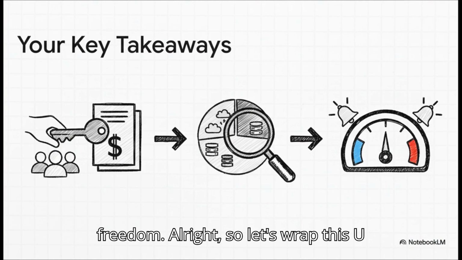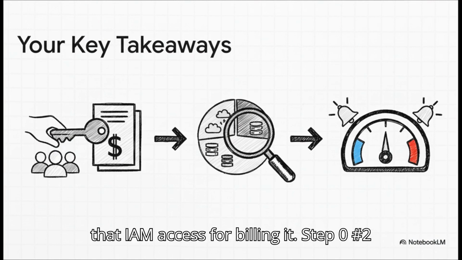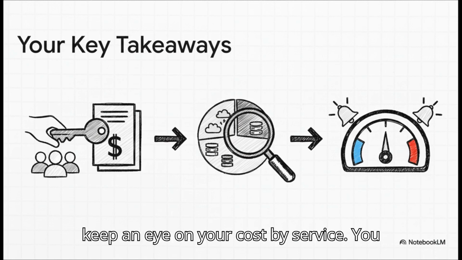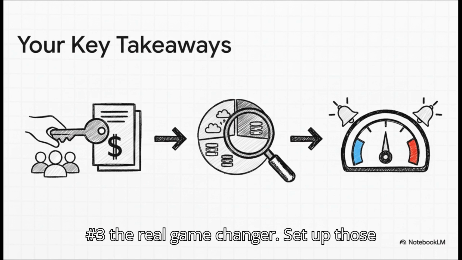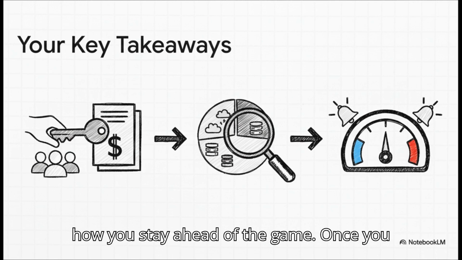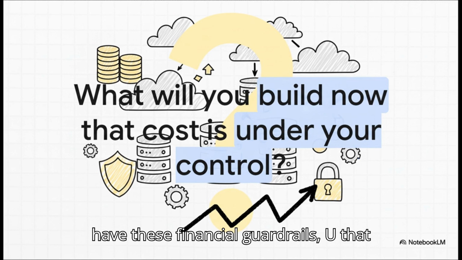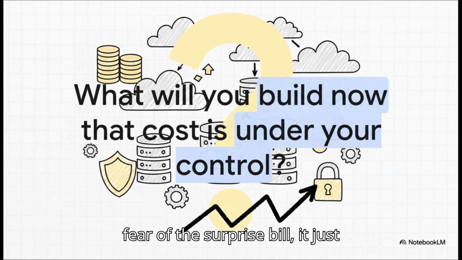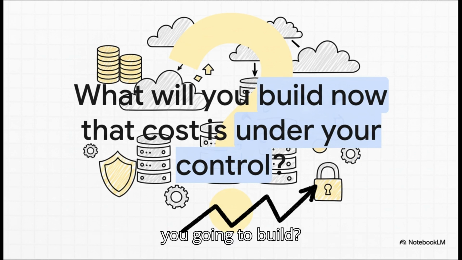All right, so let's wrap this up with the big three takeaways. Number one, enable that IAM access for billing. It's step zero. Number two, keep an eye on your cost by service so you actually know where the money's going. And number three, the real game changer. Set up those budgets with alerts at 85 and 100%. That's how you stay ahead of the game. Once you have these financial guardrails up, that fear of the surprise bill just evaporates. It's gone. So now there's really only one question left. What are you going to build?